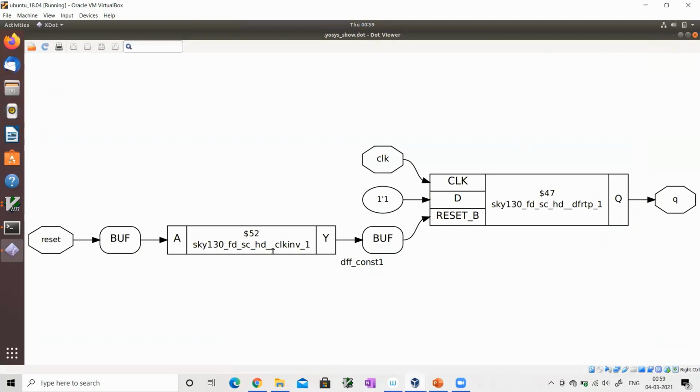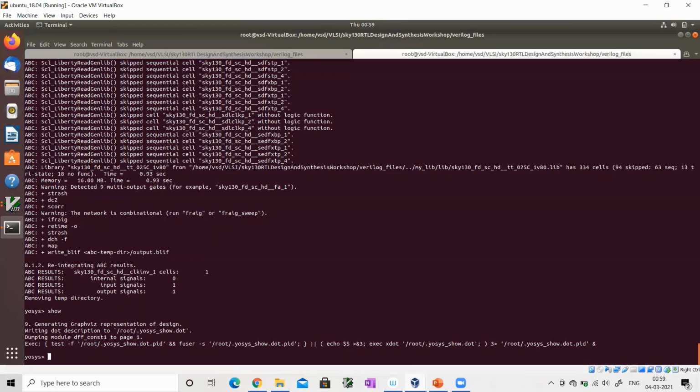Okay. So now let's try the same thing with read_verilog dff_const2. What is happening here?